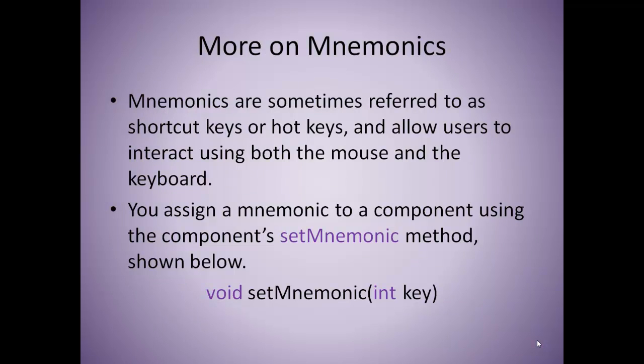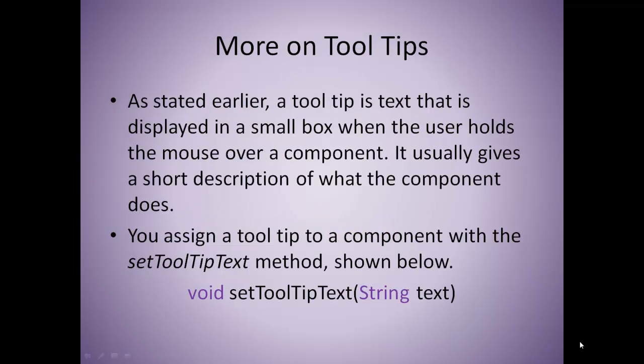Mnemonics, sometimes referred to as shortcut keys or hotkeys, allow users to interact using both the mouse and the keyboard. You assign a mnemonic to a component using the component's setMnemonic method, as shown below. As stated earlier, a tooltip is text that is displayed in a small box when the user holds the mouse over a component. It usually gives a short description of what the component does. You assign a tooltip to a component with the setTooltipText method, as shown below.